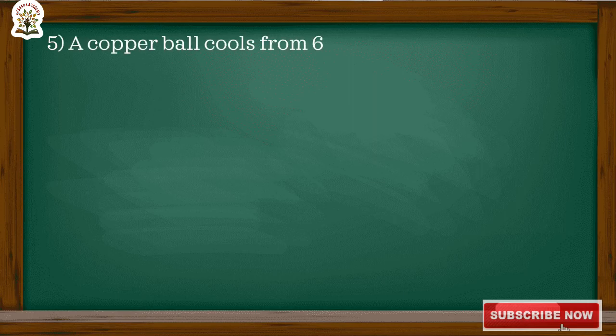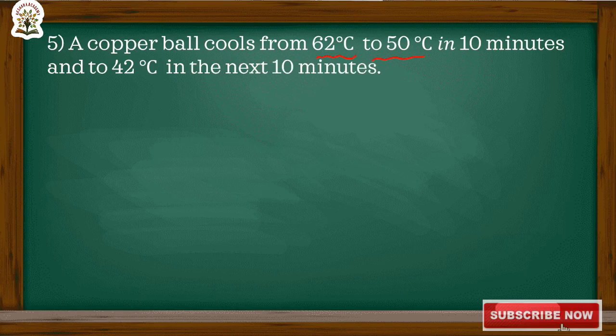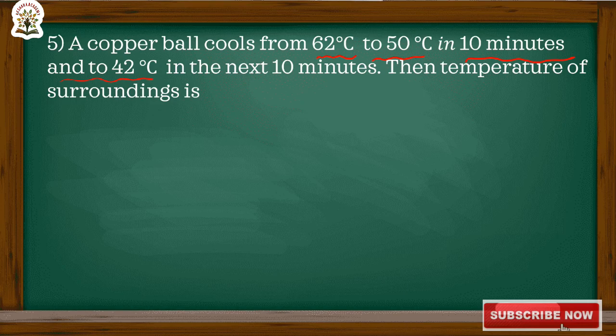Okay. Next question. A copper ball cools from 62 degrees centigrade to 50 degrees centigrade in 10 minutes and to 42 degrees in the next 10 minutes. Then the temperature of the surroundings is. So in this question you have to calculate the temperature of the surroundings. They have given a copper ball cools from 62 to 50 in 10 minutes and to 42 degrees in the next 10 minutes. So let us come to the solution.